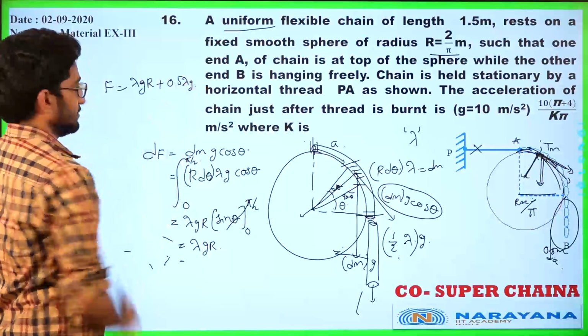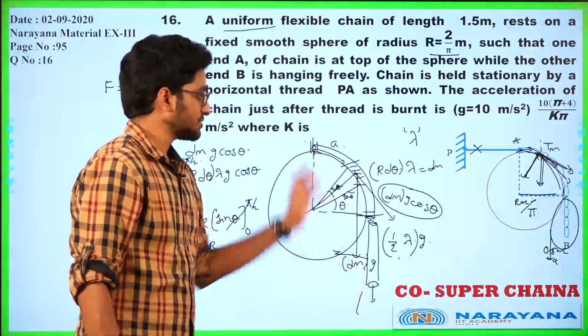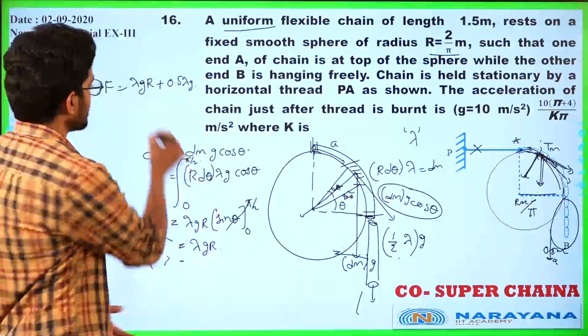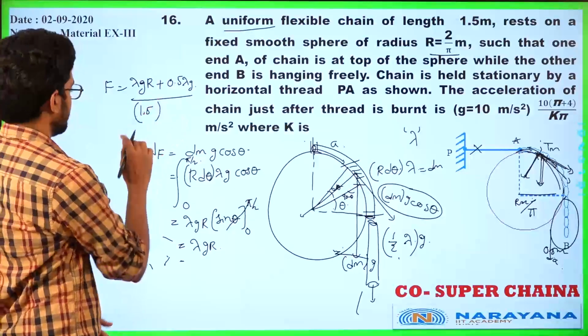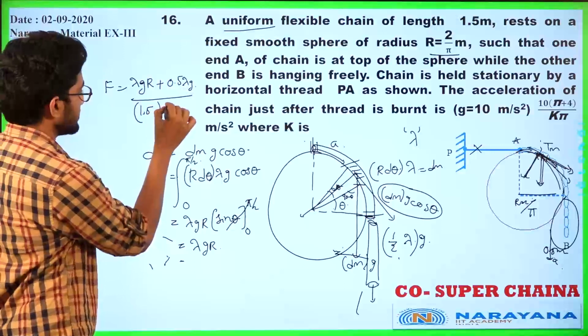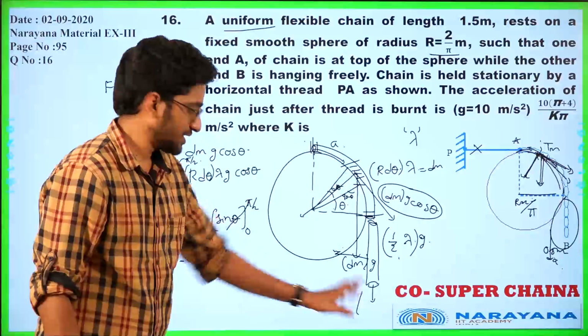Okay. That is total force acting. How do I find acceleration? Total force by the total mass. How do I find total mass? 1.5 meters is the length, so 1.5 meters, the length, into linear density. Okay. So that is the total mass of the string.